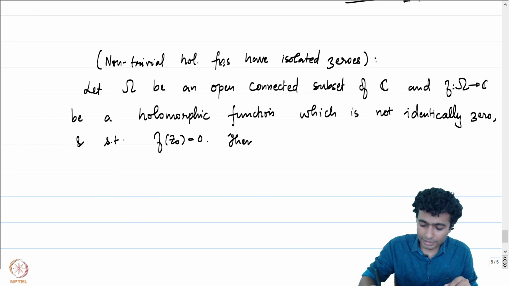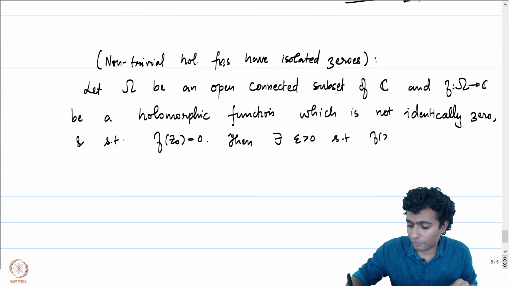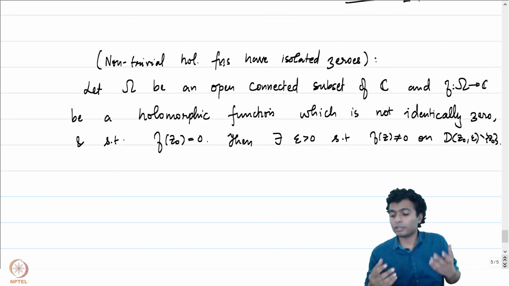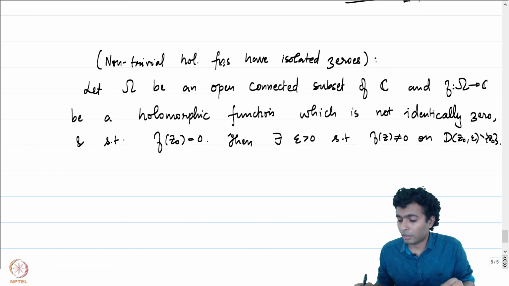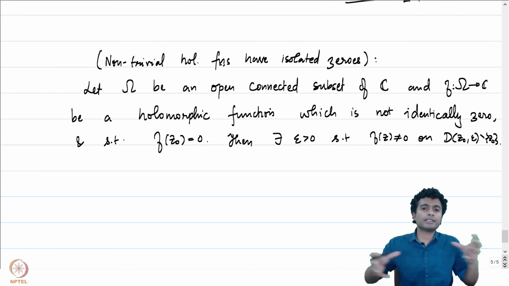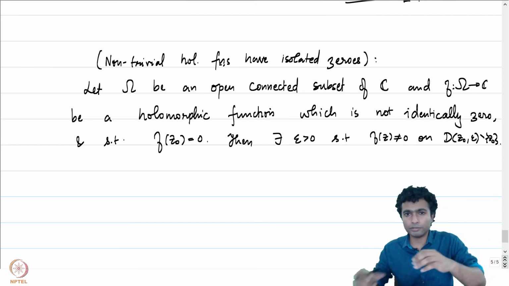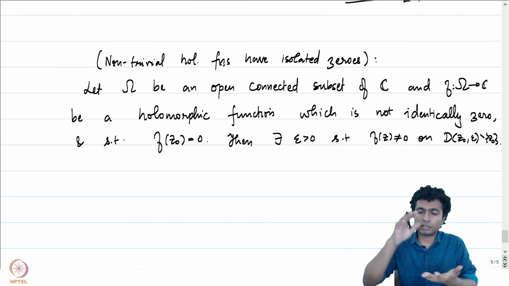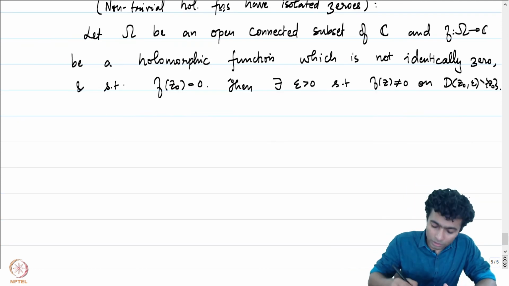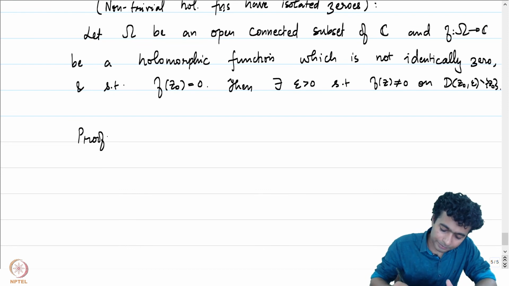Then there exists epsilon positive such that f of z is not equal to 0 on D(z0, epsilon) minus z0. So, at any point in the punctured disk of radius epsilon around z0, f will not vanish. That is what it means to say that the zeros are isolated. The moment we have a zero, we will have a disk around the zero such that in the punctured disk f does not vanish at all. Let us give a proof of this statement.